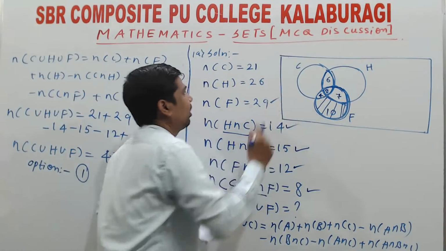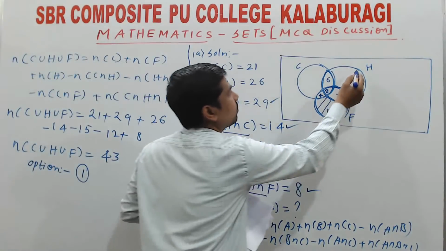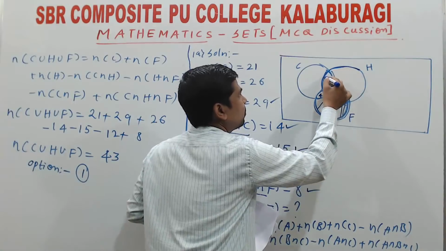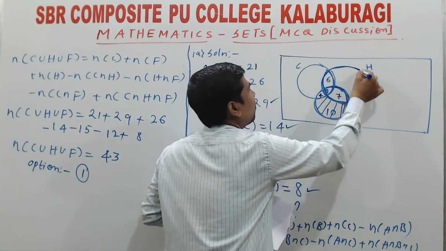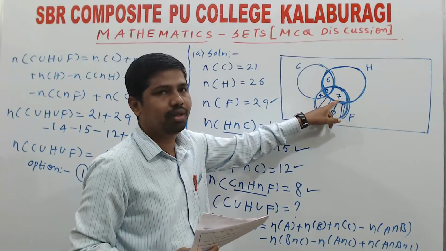Next, let us come to H, so F is over. How many are playing hockey? 26. So this is your set hockey. So how many are playing hockey? 26. In that 26, already written 6, 8, 7, right?